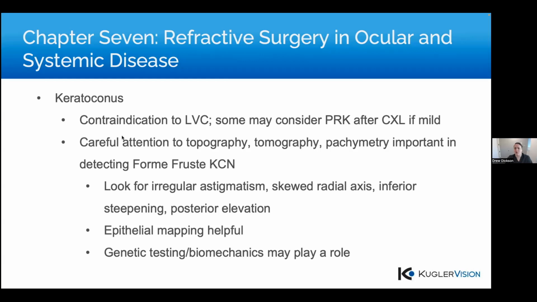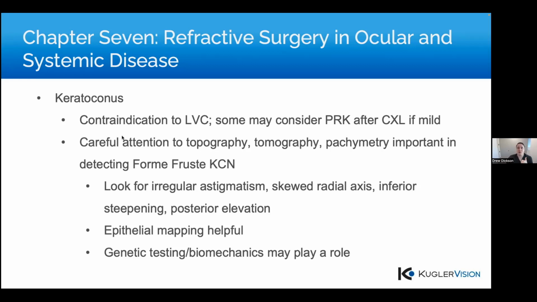It's very important in your pre-op exam to pay attention to the topography, tomography, and pachymetry to look for form fruste keratoconus, which I know we had a question on earlier. Form fruste keratoconus is basically findings on topography, tomography that are suspicious for keratoconus without meeting the criteria for keratoconus. So you want to look at those patients because they might be kind of on the pathway to becoming frank keratoconus, but not quite there. So those patients are really important to screen for.